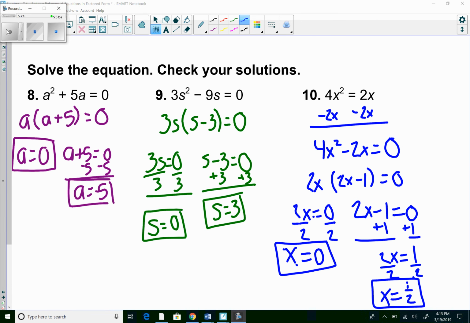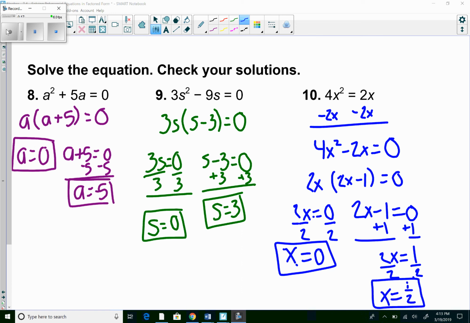Okay, so here they are. On number 8, again, you're just taking that factor of a out. That's all you can do. On number 9, I don't know why they're using the variable s for some reason. It's not a very good variable to use in algebra. Anyway, you're taking out a 3s. And then number 10 is exactly like example B that we did on the slide just above, where you have to subtract 2x over to the other side and then solve.